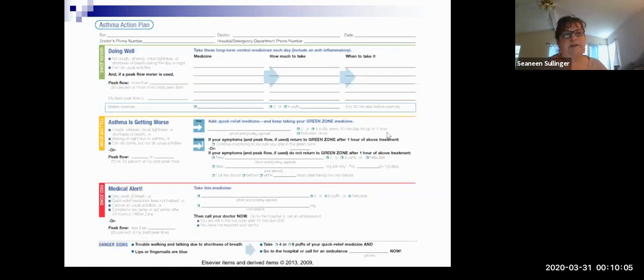So this is an example of an asthma action plan. You guys have seen that and worked with teaching it to different people. So just understand why you use it, and what the differences between the green, yellow, and red zones are. And everybody's is individualized, right? Because you're going off peak flow meter readings.